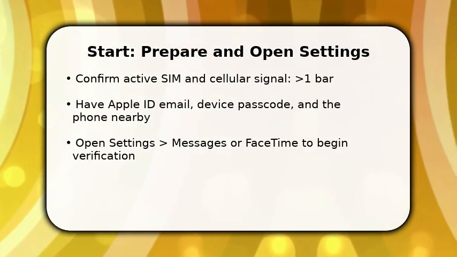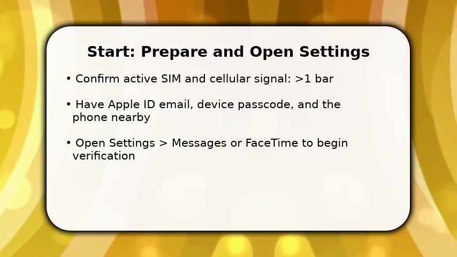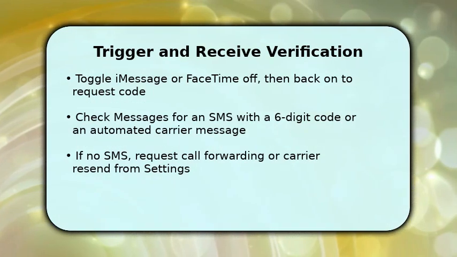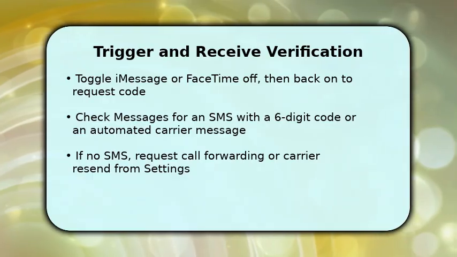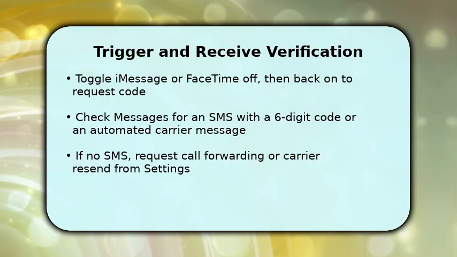Once done, make sure airplane mode is off and cellular data is enabled. This allows the iPhone to receive the automatic verification code. You trigger verification by toggling iMessage or FaceTime off and back on. This makes Apple request a 6-digit code from your carrier.